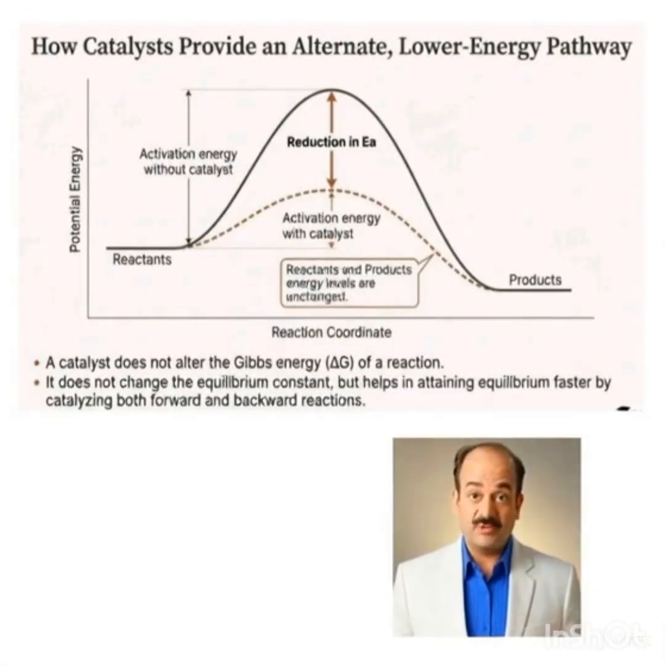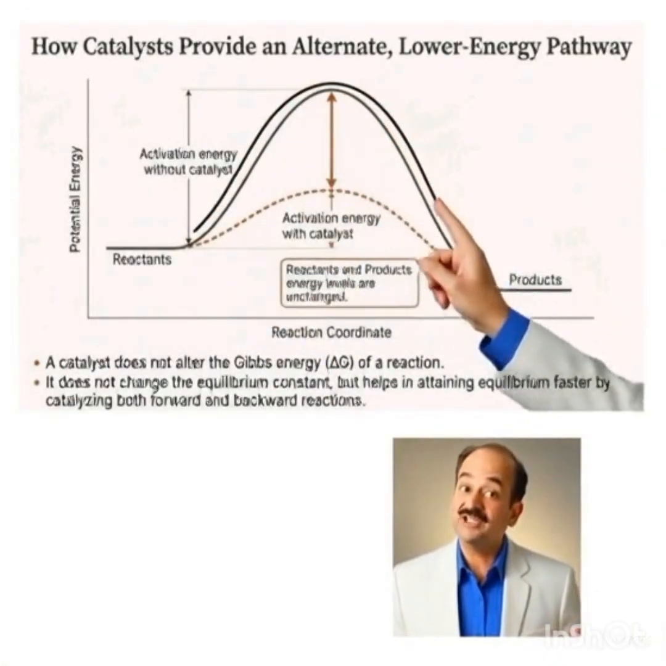Let's look at this graph slowly. The solid line is without a catalyst. The dashed line shows a catalyst lowers the energy needed.